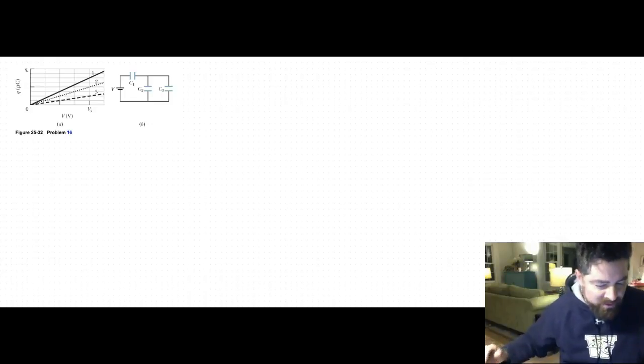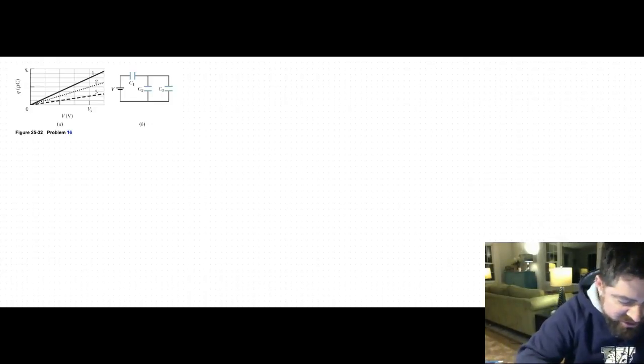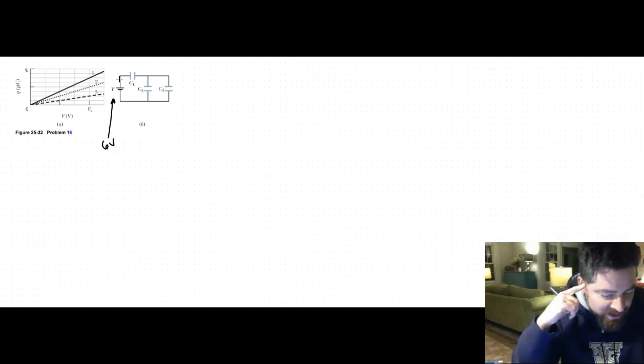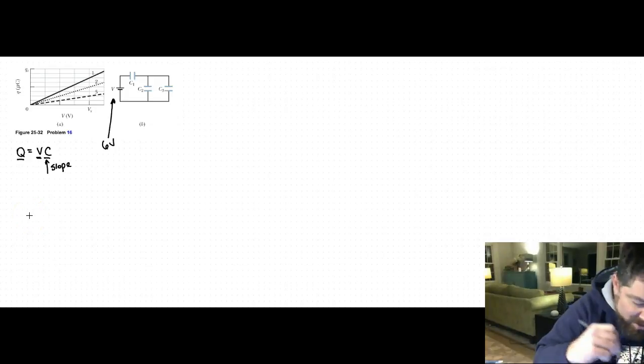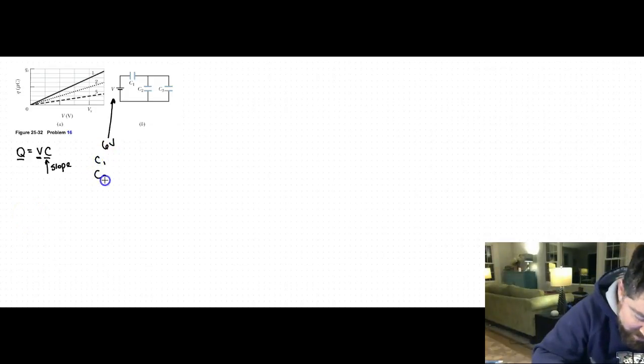Okay, in this problem, we're given a graph of charge with respect to voltage for each of the capacitors, and then they're put into this circuit, and we're told that the battery is 6 volts. So when you look at the graphs and you understand the relationship Q is equal to V times C, then when we plot Q versus V, we can see that the slope of the line is going to be capacitance. So the first step is figuring out the capacitance of C1, C2, and C3.